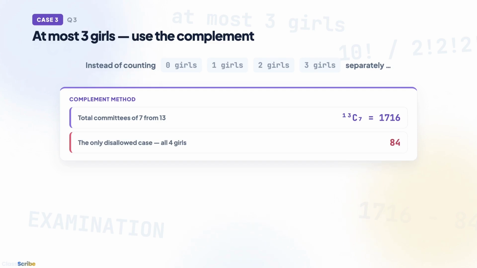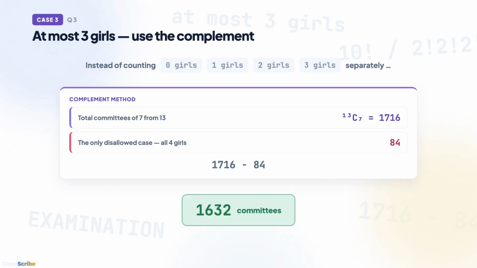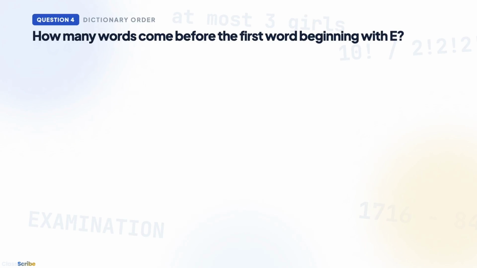Now subtract the only committee that is not allowed, where all 4 girls are selected. That case has already been counted as 84 committees. So the required answer is 1716 minus 84, which equals 1632. Notice how the complement method saves both time and calculations. Now let's solve question 4.